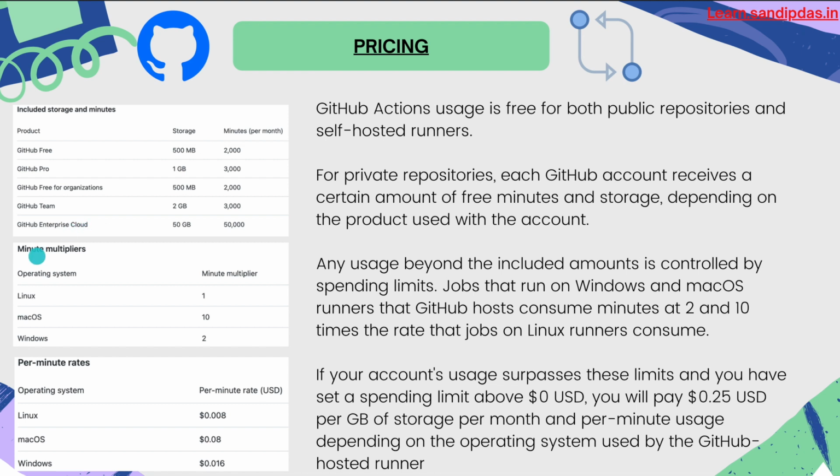Okay, now the minute multiplier which I explained already. For Linux it's 1, for macOS it's 10 times Linux, that is 10 minutes. For Windows it's 2. Okay, per minute rate for the operating system: Linux 0.008, for macOS 0.08, for Windows it's 0.016. Okay, now let's move to the next one.